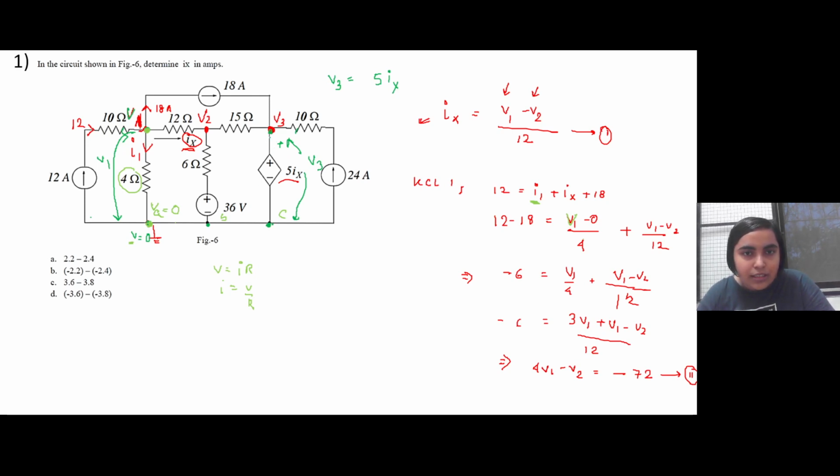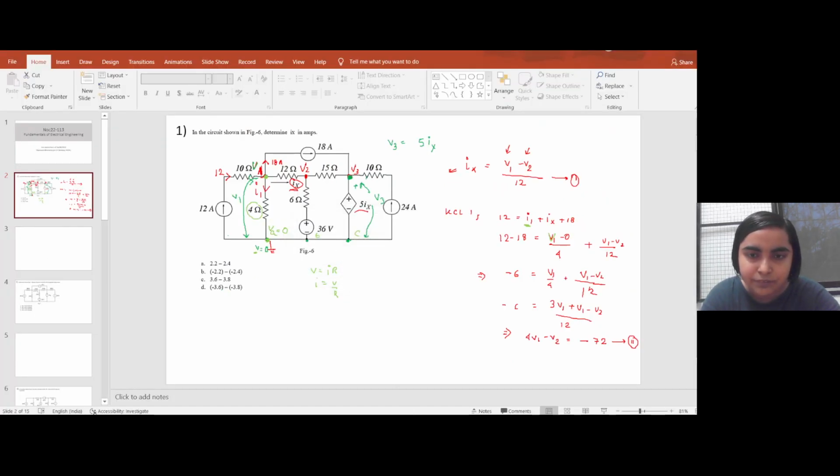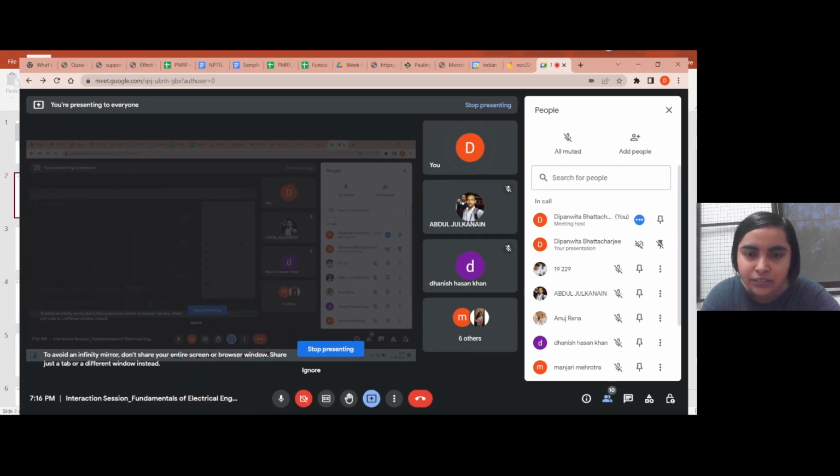Is this clear to everyone? There is no element connected between this voltage source and these two nodes, so this voltage itself will represent the node voltage at V3. Is everyone clear on this one? If not, you can ask.